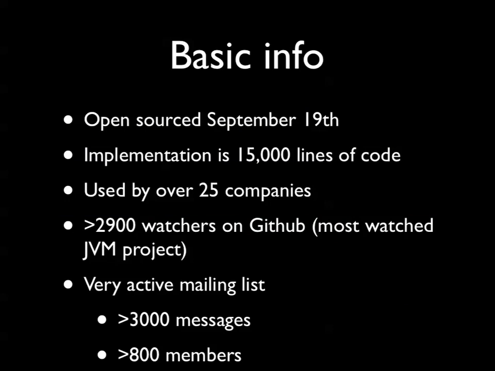First I want to start off with some basic information about the project. Storm was open sourced on September 19th of last year. The implementation is only 15,000 lines of code. About half of that is Java, and half of that is Clojure. So it's a pretty small code base, but as you're about to see, it packs quite a punch.